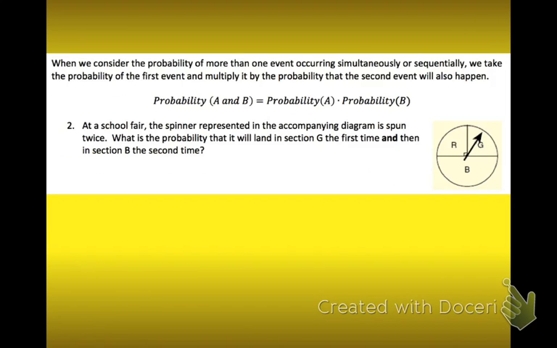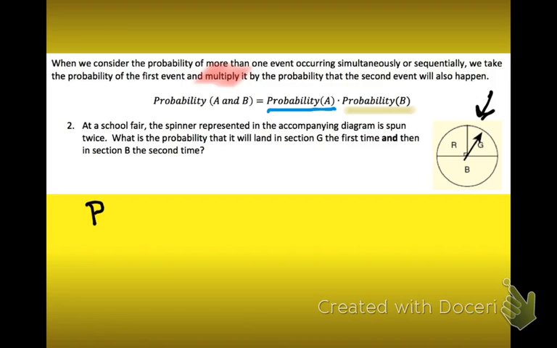So sometimes you're asked to look at the probability of more than one thing happening. So if we want the probability of event A happening and event B happening, we actually go ahead and multiply the two probabilities together. So you take event A, the probability of the first thing, and you take event B, the probability of the second thing, and you multiply them together. So at a school fair, the spinner over here represented in the diagram is spun twice. What's the probability it will land in section G the first time and in section B the second time?